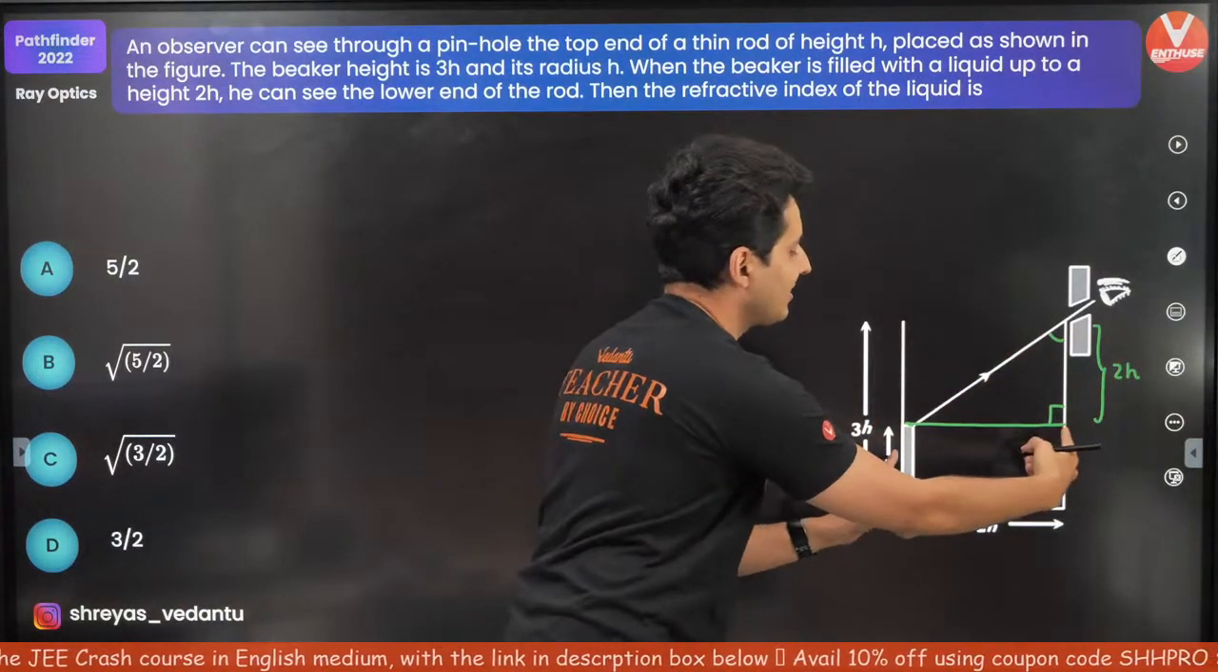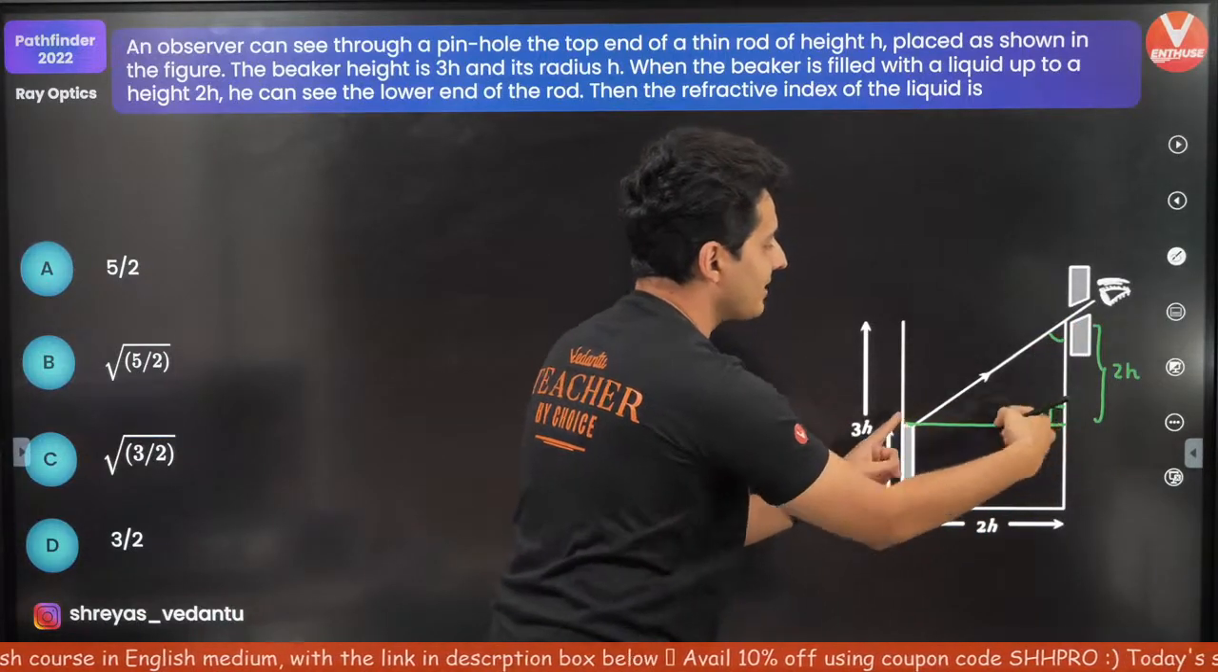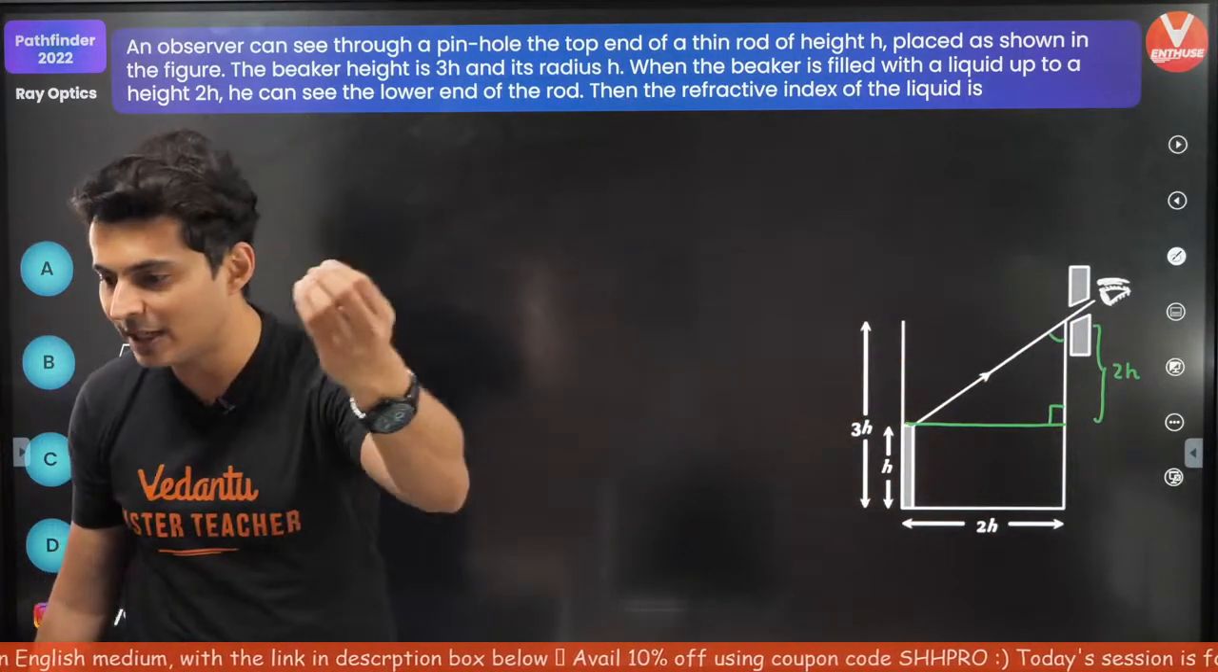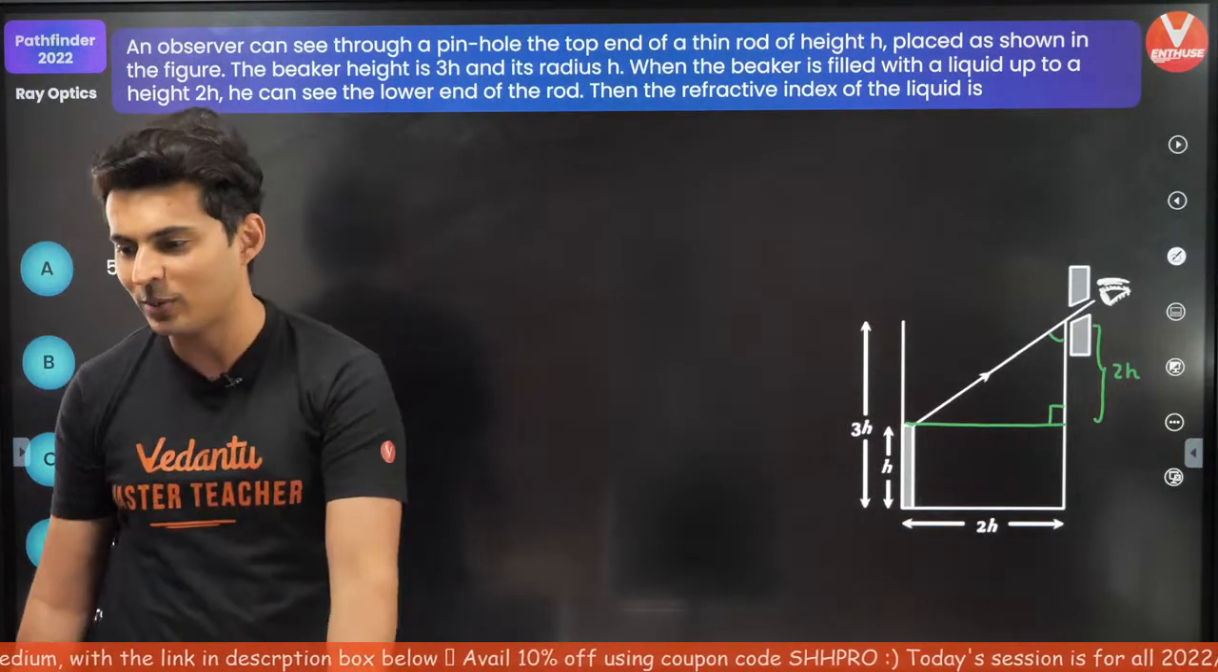What is this angle? This is 2h, this is 2h, this angle is 90 degrees. In a right angle triangle, if the two sides are the same, then what will happen?